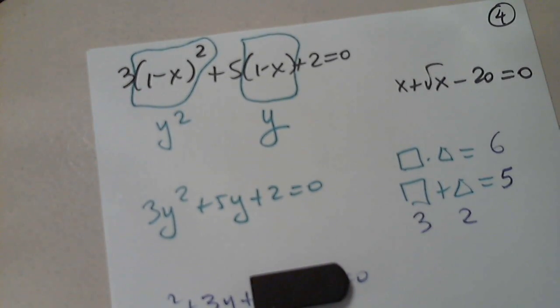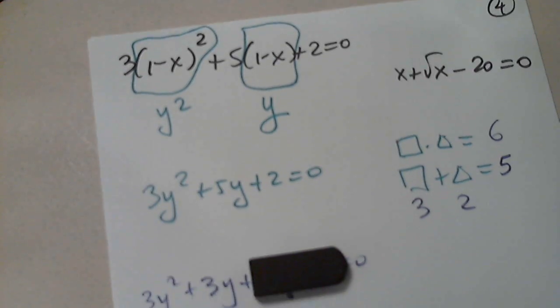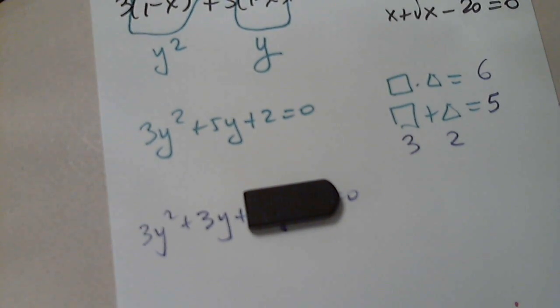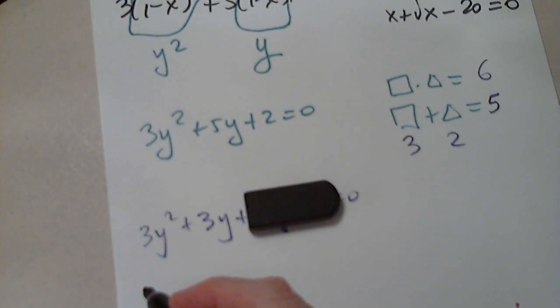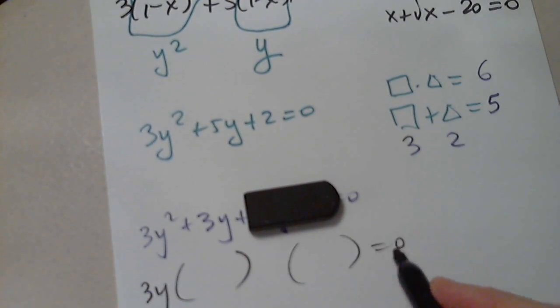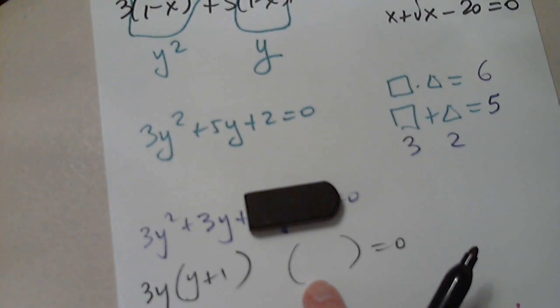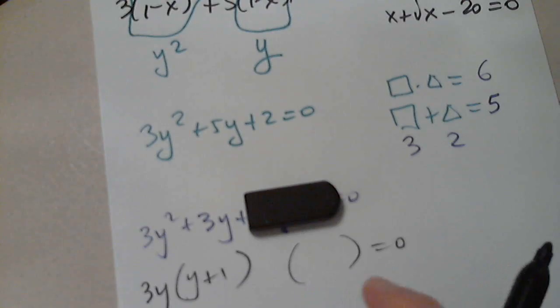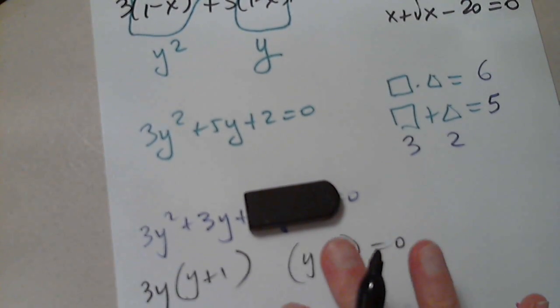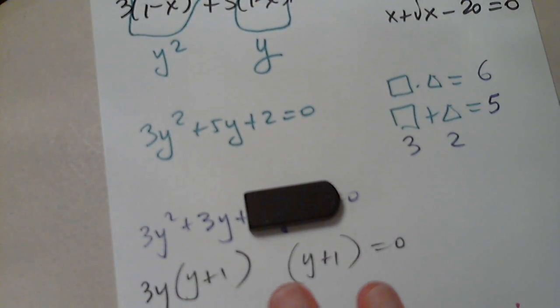From the first two we factor out. By now everything should be routine. We factor out what? 3y. Excellent. And what is left? y plus 1. Excellent. What do I need here? y plus 1. Indeed. I write it first just because I don't want to make an error.